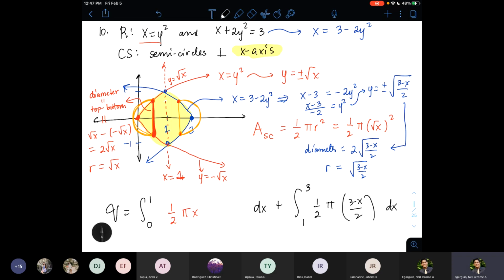Let me just look at the problem again. Yeah, this problem asks for the volume, so you need to give me the exact numbers. So you need to evaluate these two integrals, then add them to each other. That will give you the volume. All right. I hope that made sense. Any clarificatory question on that?